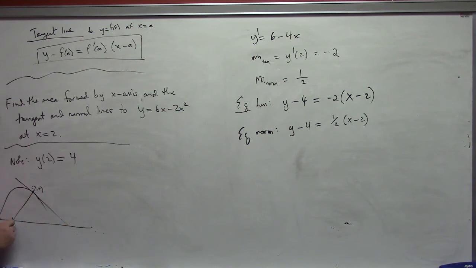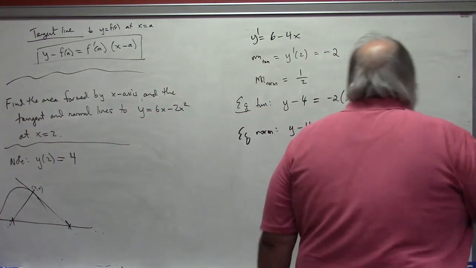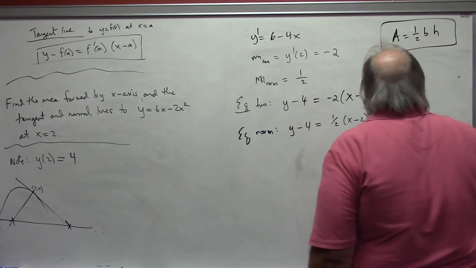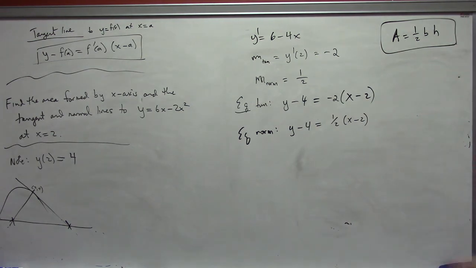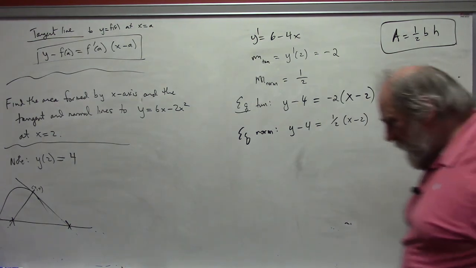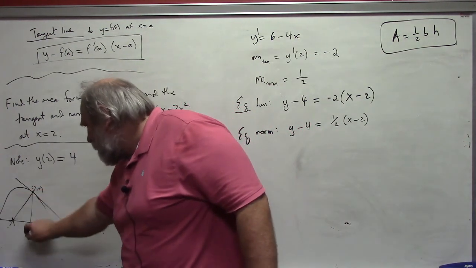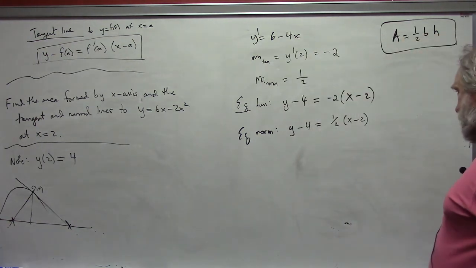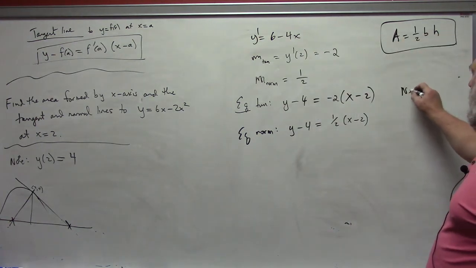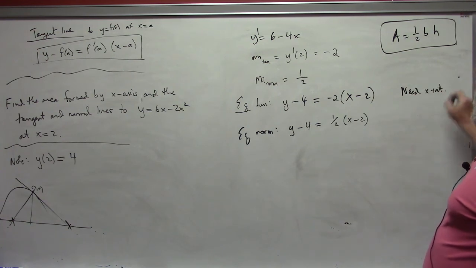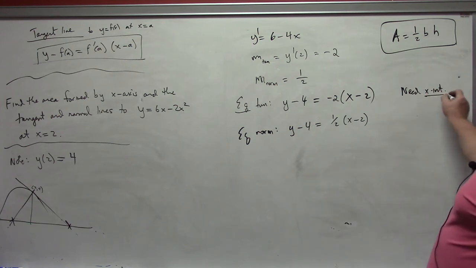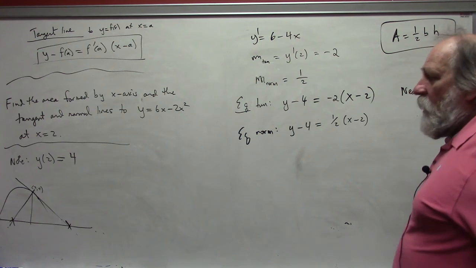Anyway, what I need are the x-intercepts, because the area of a triangle is 1/2 base times height. And so I need the x-intercepts to get the length of the base. The height is simple. The height is just going to be 4. So that part's easy. So we need the x-intercepts for both the tangent line and the normal line. The x-intercept occurs when y is 0.